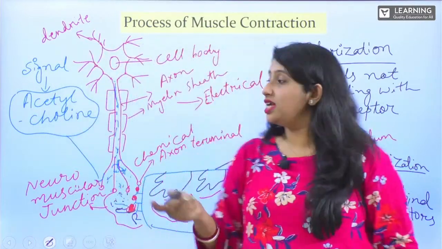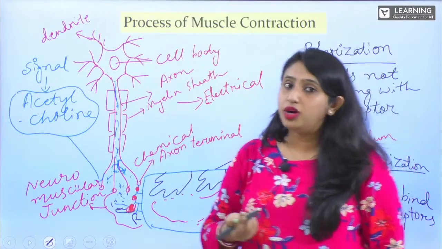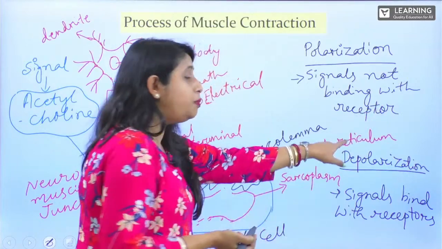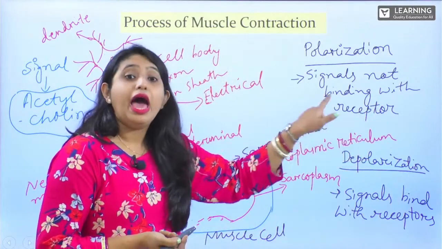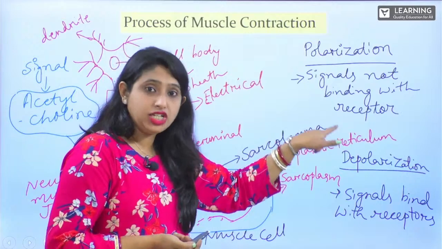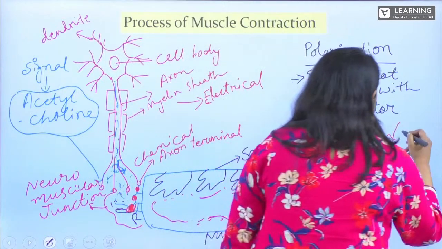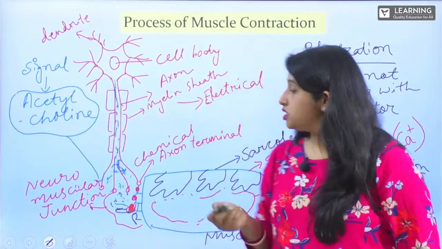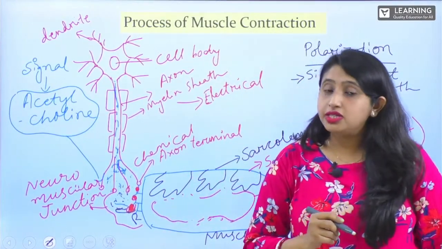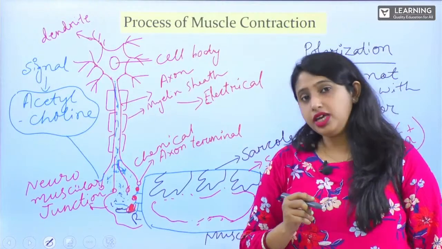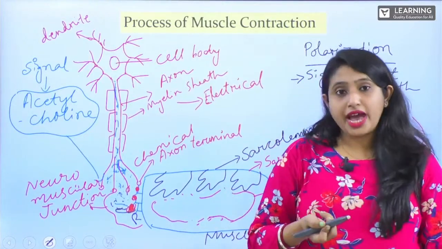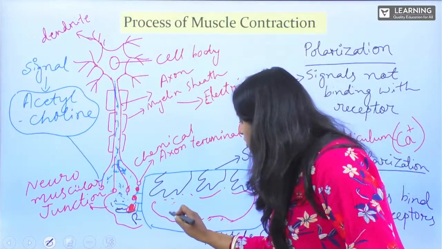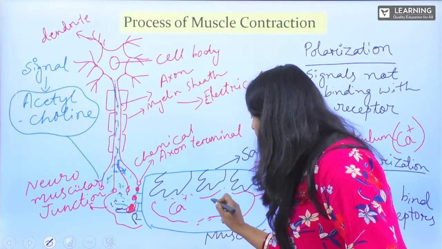Okay, in case of muscle cell, the endoplasmic reticulum is called what? It is called sarcoplasmic reticulum. This sarcoplasmic reticulum has an abundance of calcium. So what is present here? Abundance of calcium ions. These calcium ions are being activated and released to where? Released to the cytoplasm. Clear?